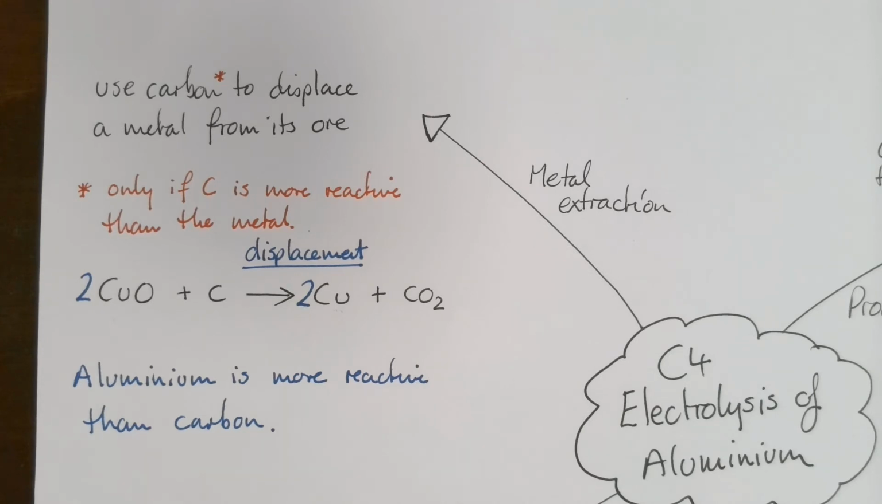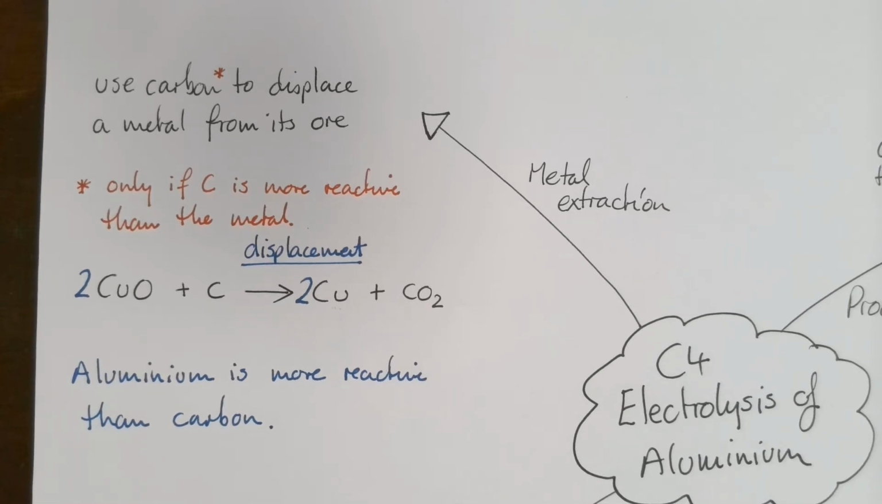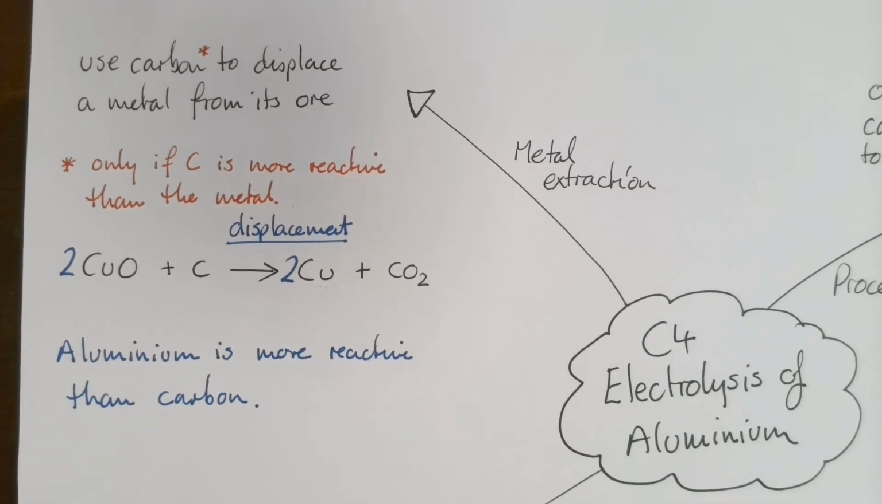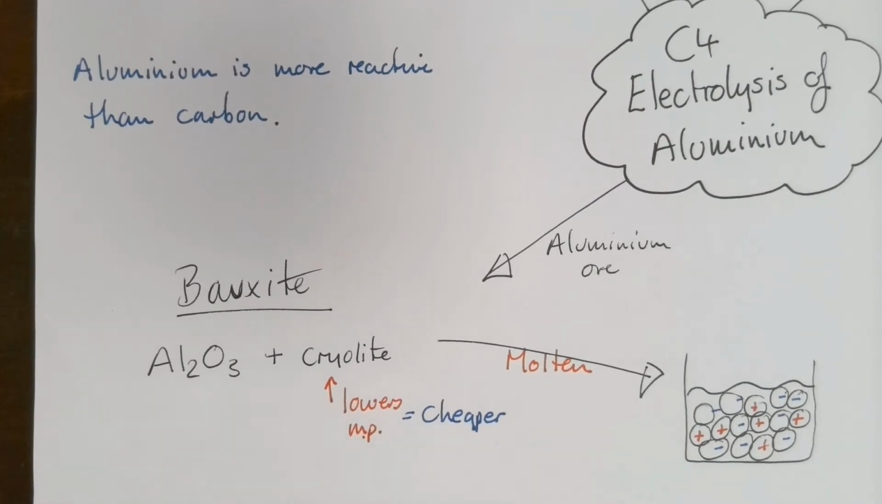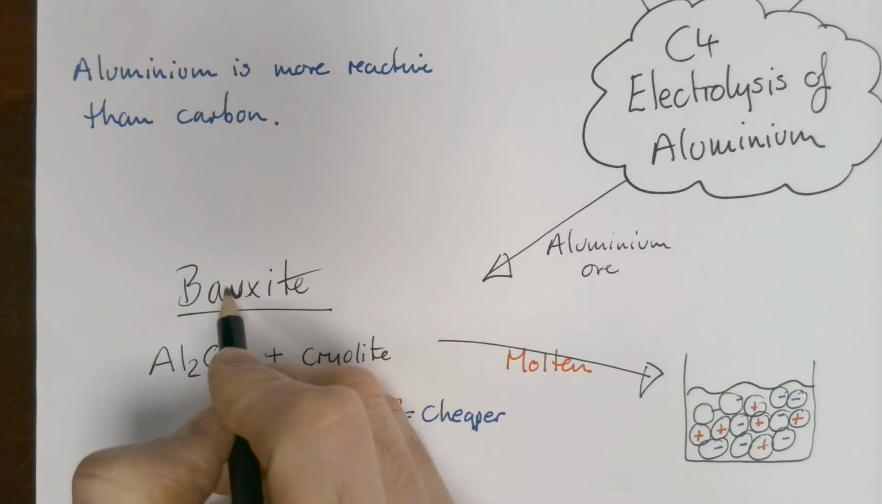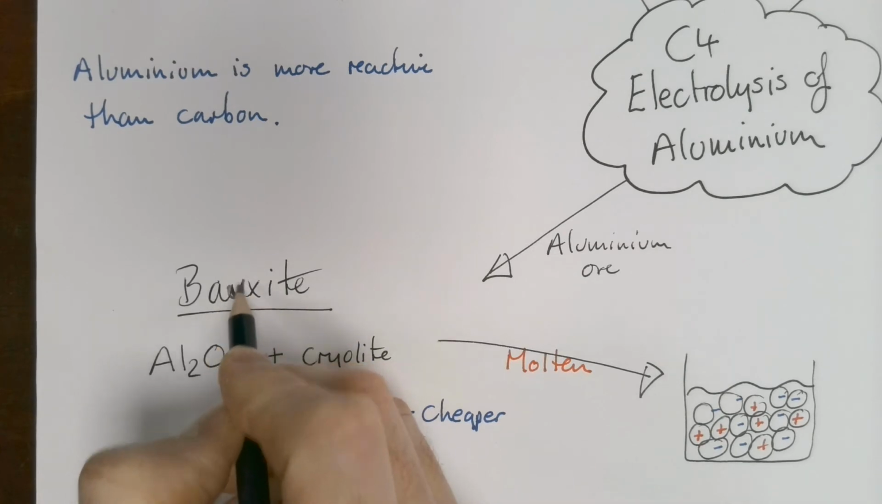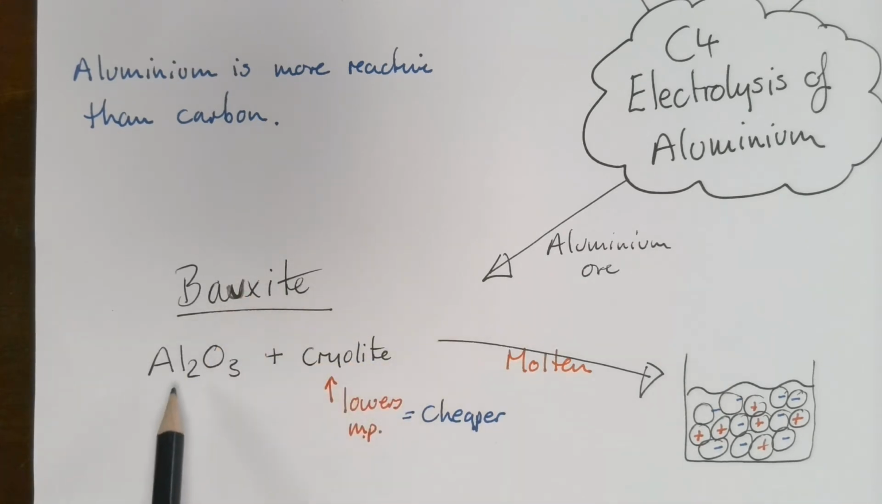So instead what we do is we use the process of electrolysis. Now, before we start looking at the process of electrolysis, we just need to have a little bit of an idea about what the actual ore is like for aluminium. It's called bauxite, that's a U, bauxite, and bauxite contains aluminium oxide.